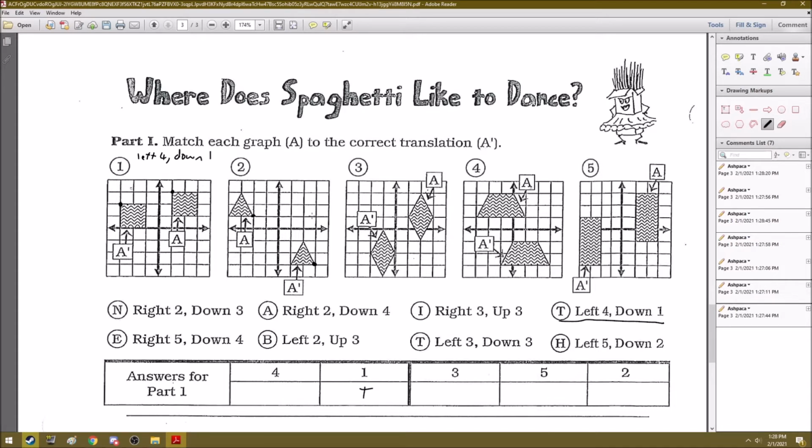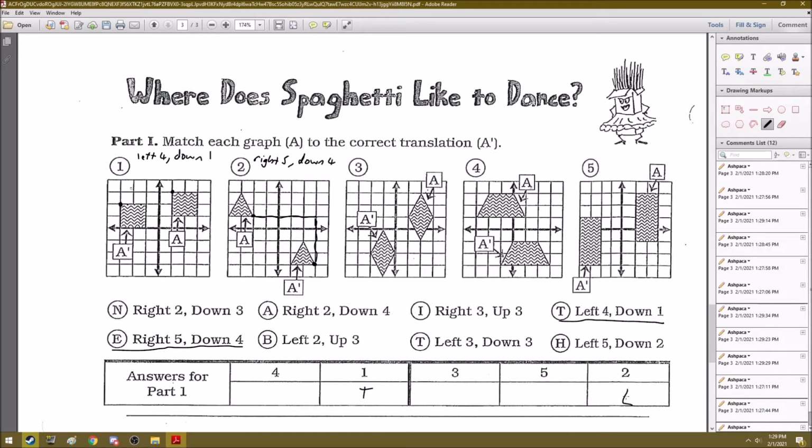Now we just want to see how far was it moved horizontally and how far was it moved vertically. So we can count here. 1, 2, 3, 4, 5. Looks like it was moved 5 to the right. And then vertically it looks like it was moved 1, 2, 3, 4 down. So we can write right 5, down 4, and then look for that down here. It looks like right 5 down 4 is going to be E. So wherever we find 2, we can write an E down here.